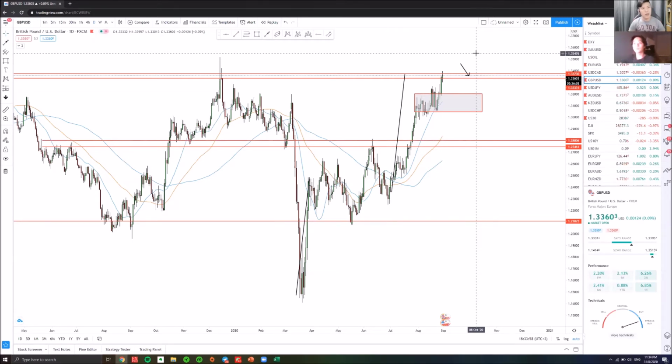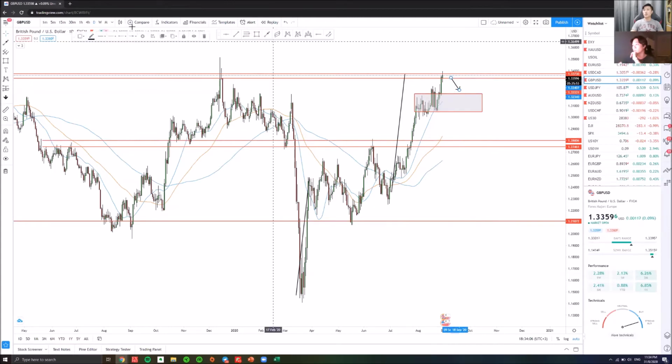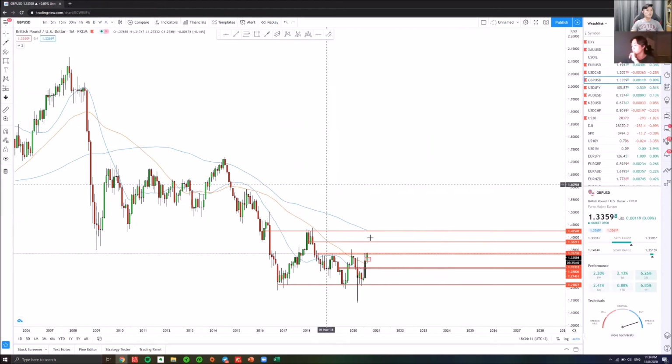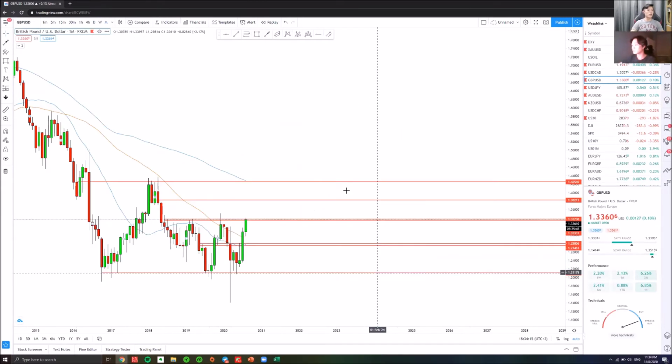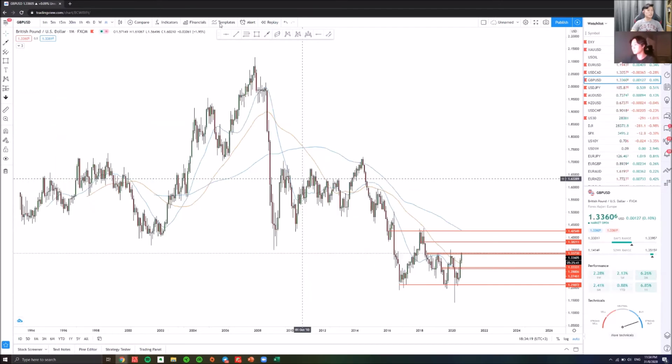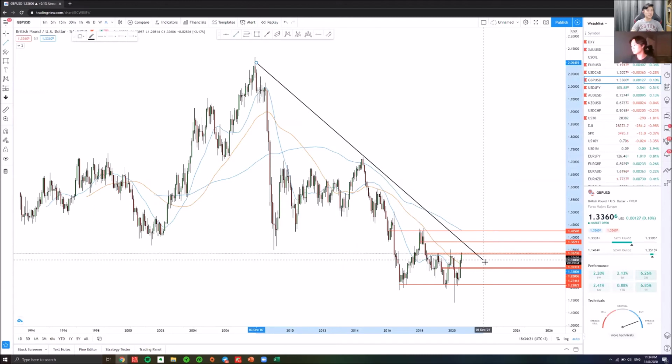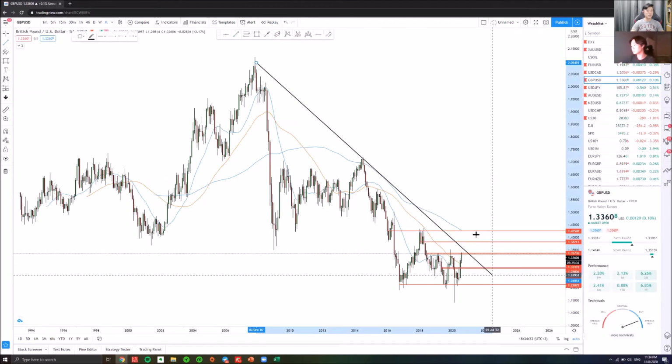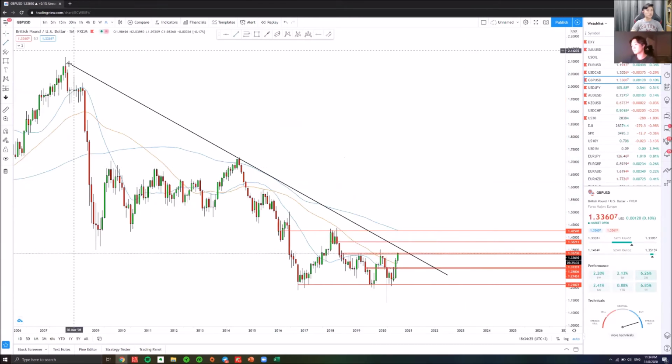Actually, after I watched you sharing about pound dollar, I am quite keen to sell. Actually, you can go to the monthly charts. If you go to the monthly charts, and you draw a trend line all the way from the highest, and try to connect the closing prices.